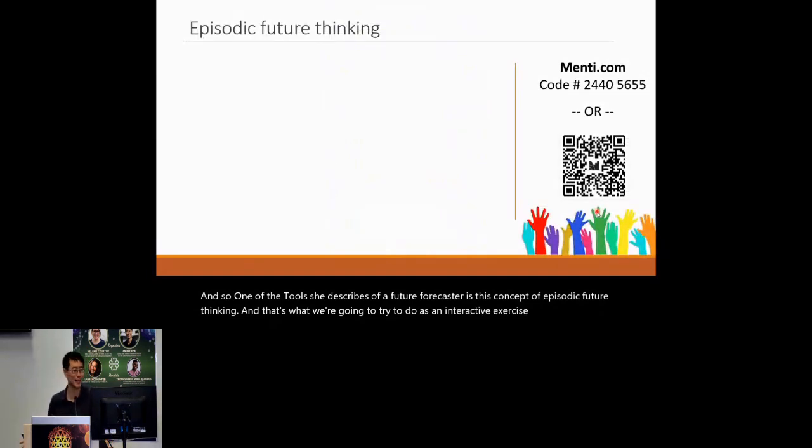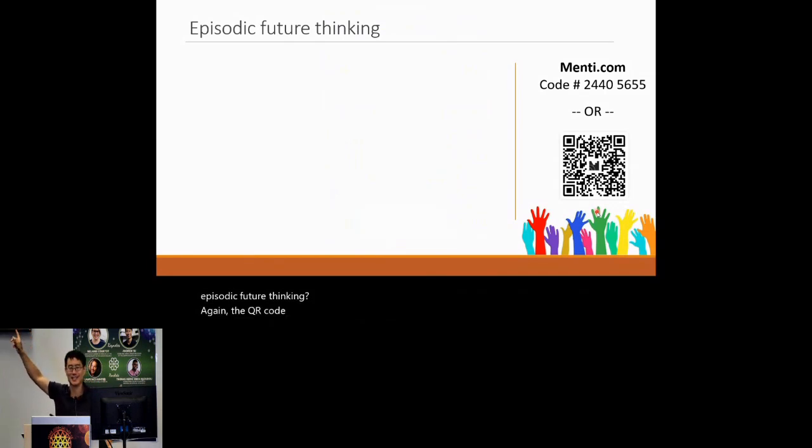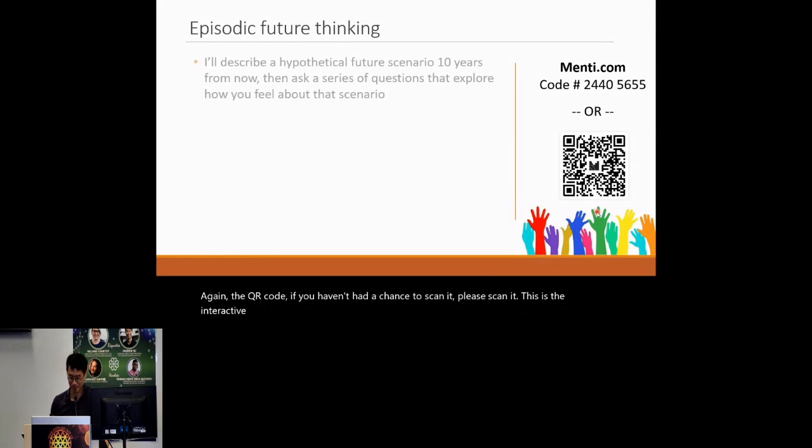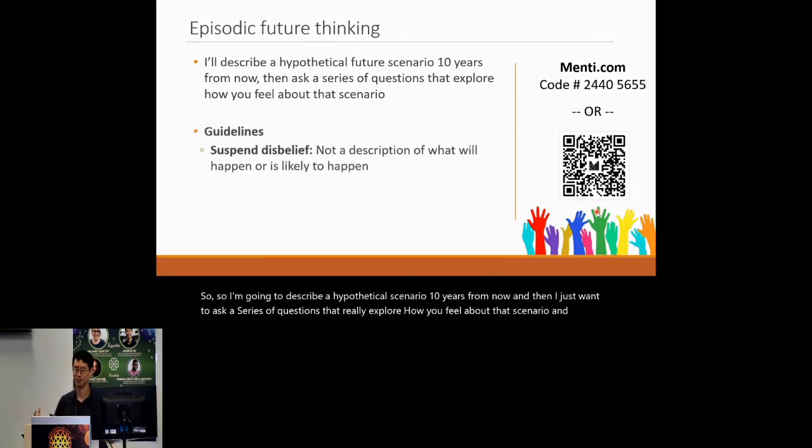So what is episodic future thinking? Again, the QR code, if you haven't had a chance to scan it, please scan it. This is the interactive portion of the talk. So I'm going to describe a hypothetical scenario 10 years from now. And then I just want to ask a series of questions that really explore how you feel about that scenario. And hopefully we'll all learn something in the process. There are just a few guidelines.